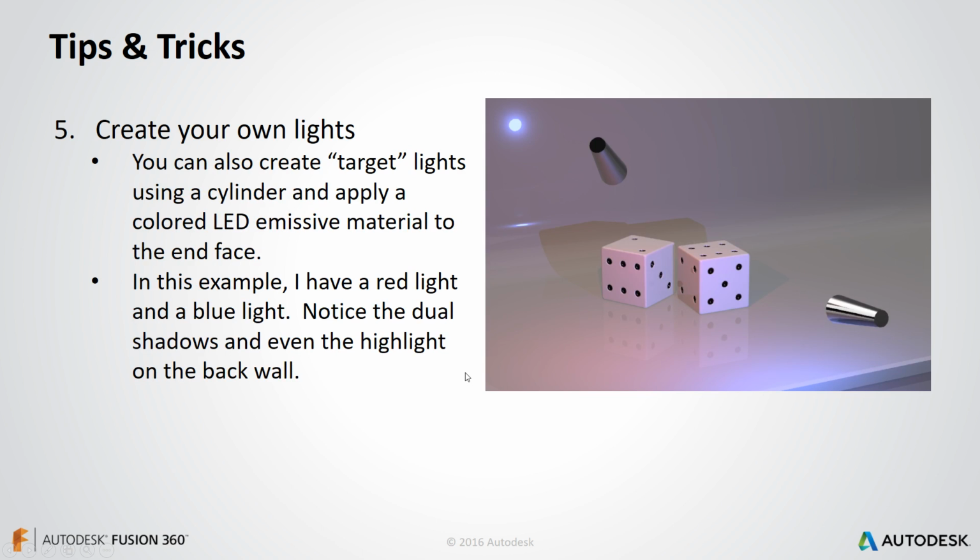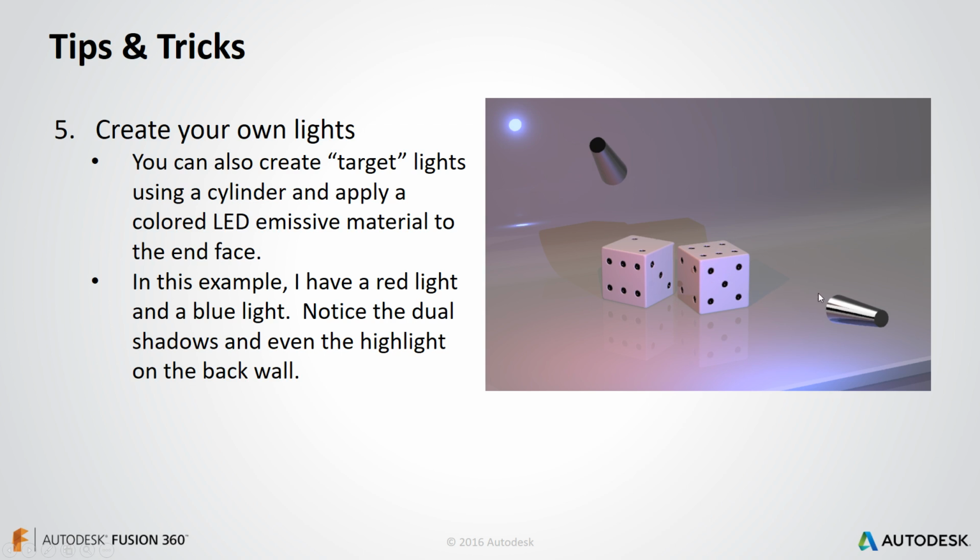You can also create target lights, which are kind of like a flashlight or a spotlight. You could create, for example, a cylinder, and you apply the material to the end face. That's key. You want to make sure you apply it to the end face. If we did it to the whole object, it would cast light in all directions. We only want it to be projected from the end.